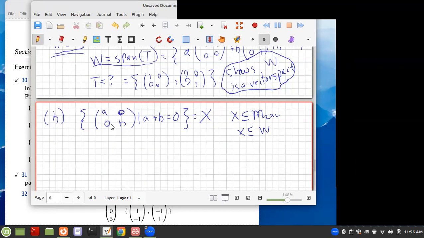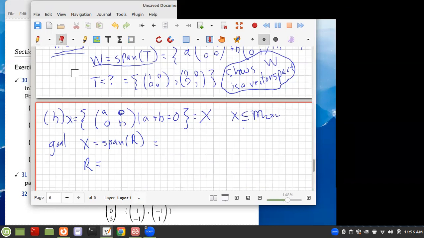So the question is, is this a subspace? You want to do the same thing. Write X as a span; that is our goal. Write X equals the span of, say, R, and we want to know what R equals. So there's a blank to fill in up here and a blank to fill in here.